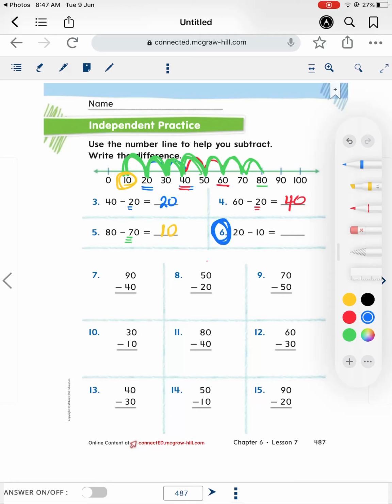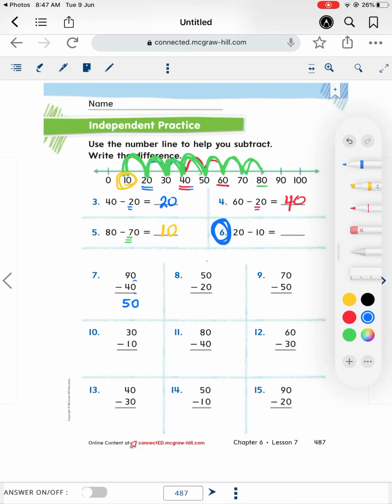How about question number 7? 90 minus 40. Have a look here. It's really easy. Let's start with ones. 0 minus 0 equals what? Equals 0. 9 minus 4 equals what? Equals 5. And here is the answer. Can you see how easy it is?